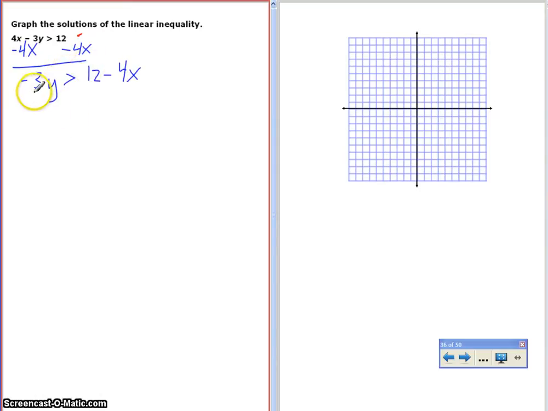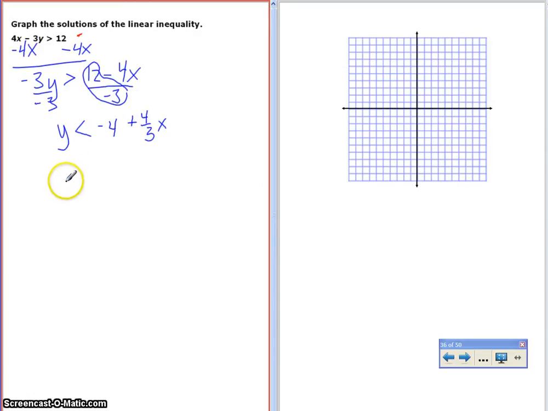Then I'm going to go ahead and divide by a negative 3 on both sides. And again, that same thing applies, that when I divide by a negative 3, I have to take my sign and flip it around. So now I've got y is less than instead of y is greater than. When I rabbit ear this, I get 12 divided by negative 3, which is negative 4. And then this minus 4 over the minus 3 really becomes a positive 4/3 x.